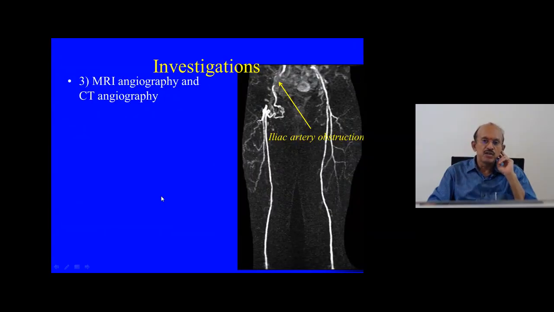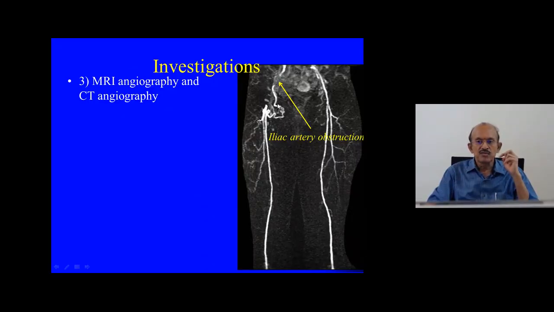Then MRI angiography and CT angiography. These are all the non-invasive investigations. So you can see here, this is an MR angiogram. On the left side, there is a normal iliac vessel, and there is a normal femoral artery. This is the profunda femoris artery, and it is going into the thigh like this. But here you can see the iliac artery, there is a block.